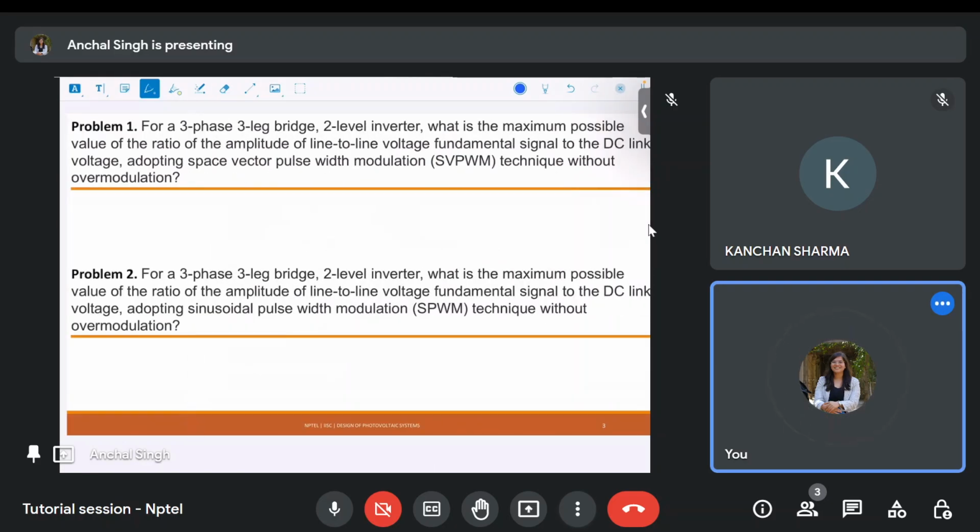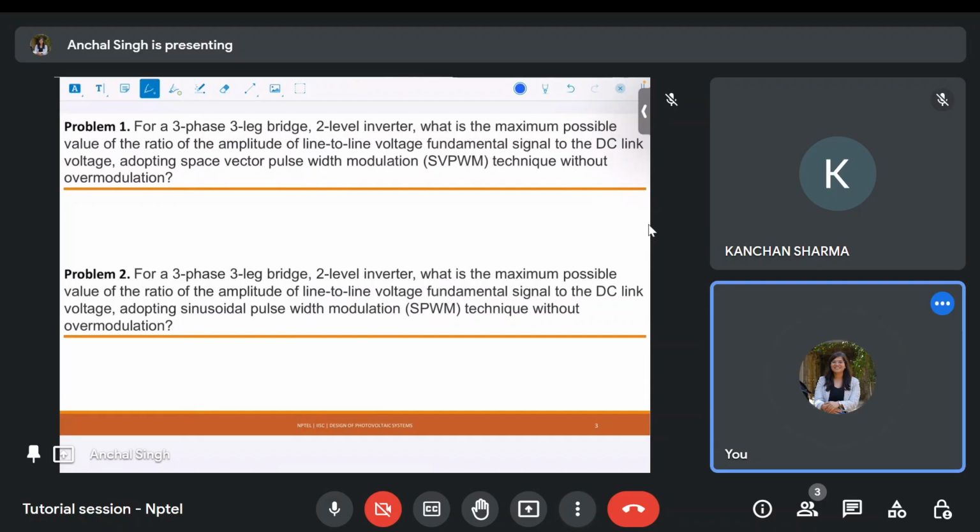Okay, so let us start with our assignment solution. The first question is, for a three-phase, three-leg bridge, two-level inverter, what is the maximum possible value of the ratio of the amplitude of the line-to-line voltage fundamental signal to the DC link voltage, adopting the space vector pulse width modulation technique without overmodulation. If you go for the standard derivation, you will obtain the ratio of line-to-line voltage to VDC as 1 per unit.